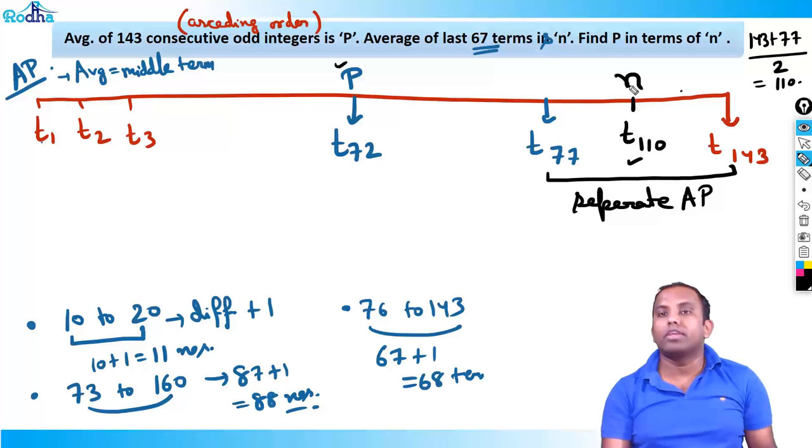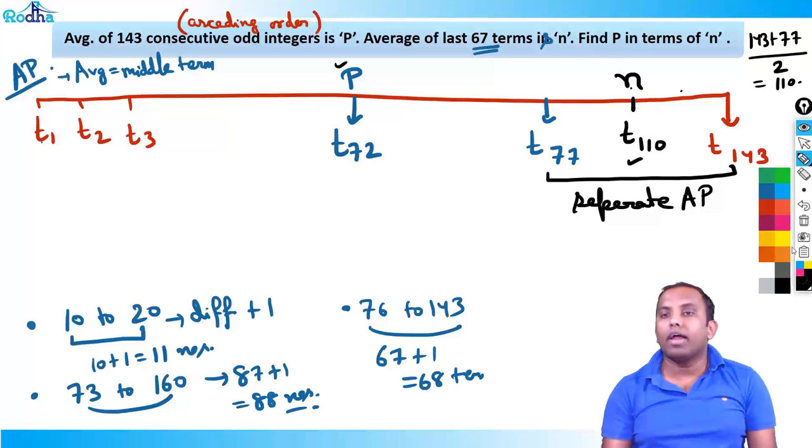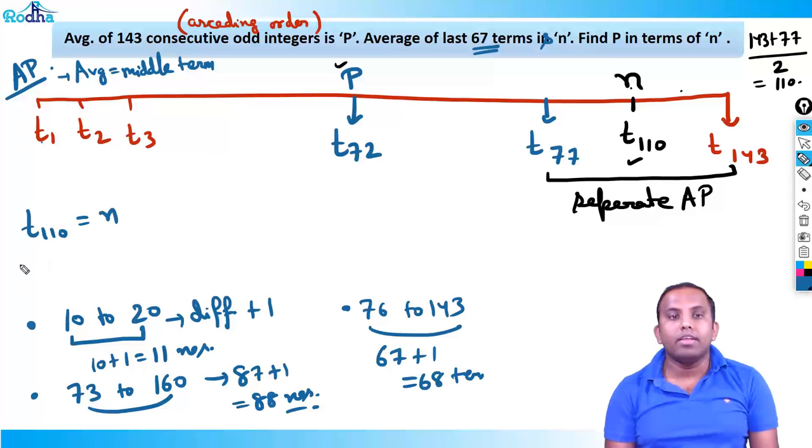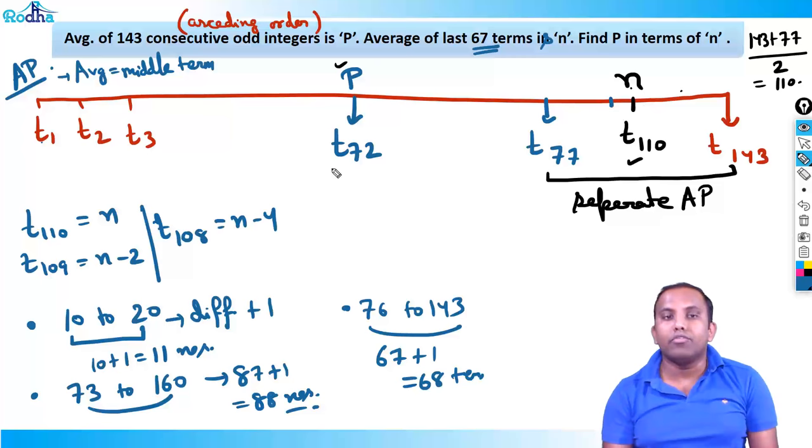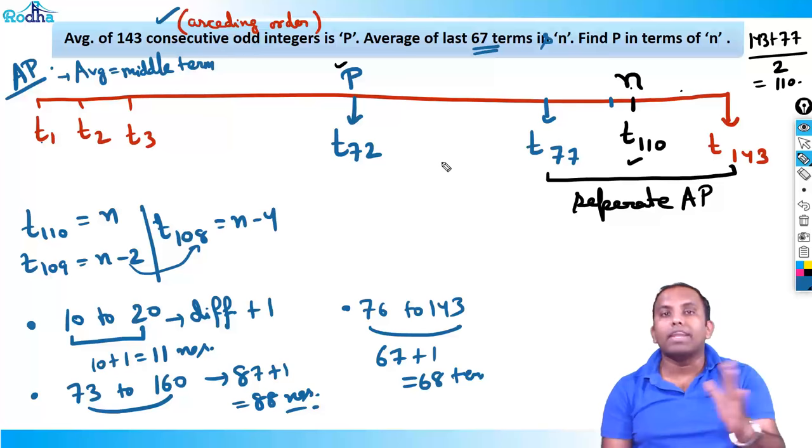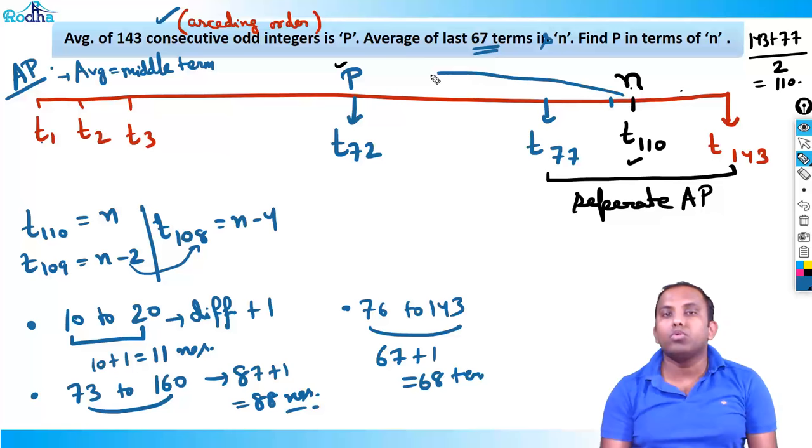So I need to find P in terms of N, which I can easily do now, because I know that if T110 is N, then T109 will be N minus 2. What is T108? T108 will be N minus 4. That means if I go one term back, the difference is minus 2. Another term back, a further difference of minus 2. Because these are consecutive odd integers in ascending order. So, minus 2, minus 2, minus 2 for every term.